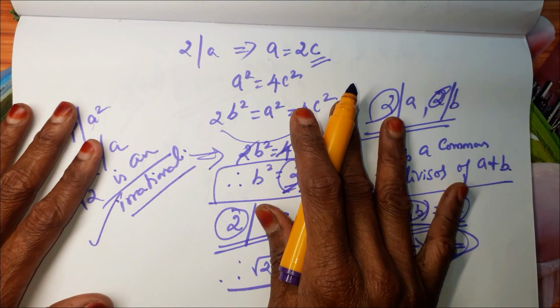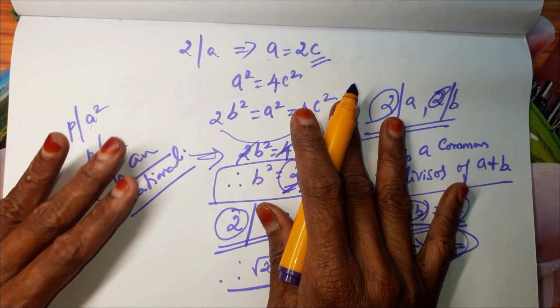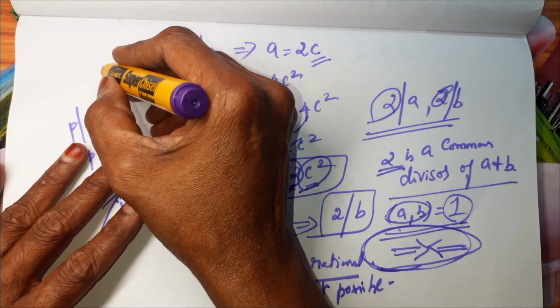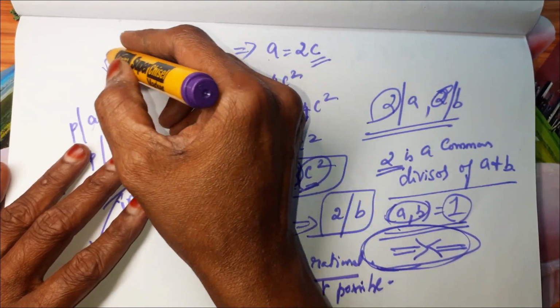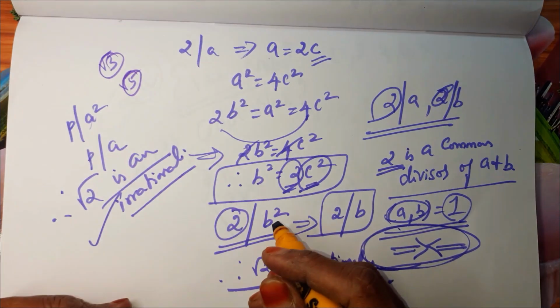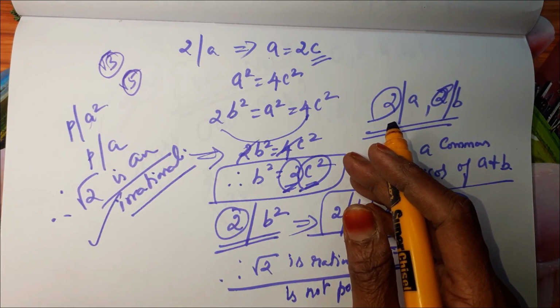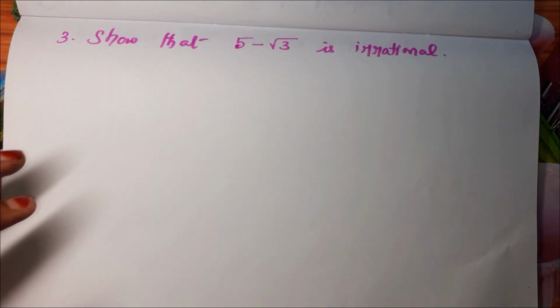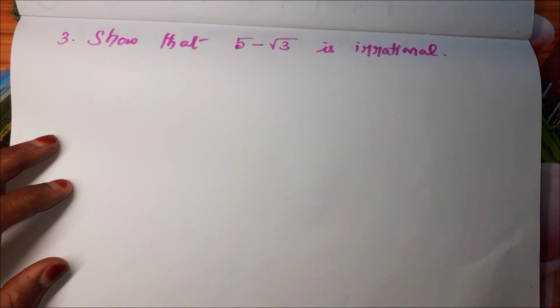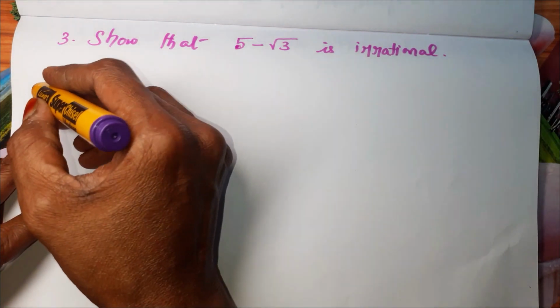This is very important. We proved root 2, but they may ask you to prove root 3 or root 5. So in the place of 2 you have to start with 3, or in the place of 2 you have to start with 5. Is it clear? The next problem is we are going to show 5 minus root 3 is irrational.